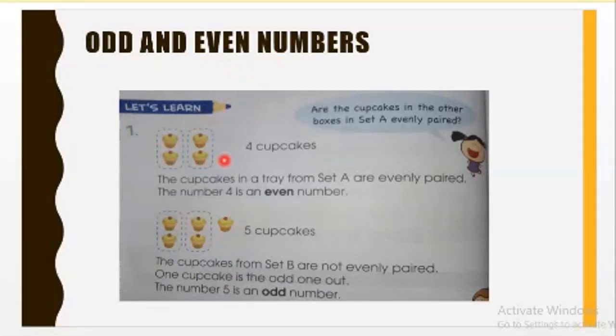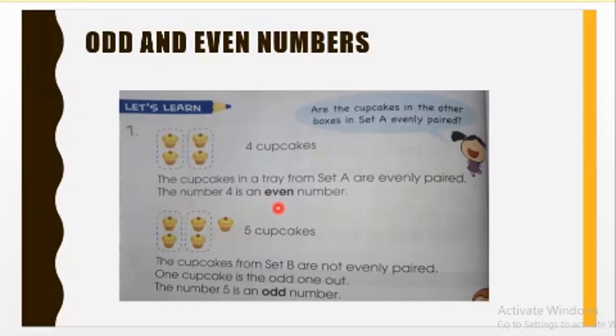Okay, I'm not talking about the cupcakes basically. Our main target is these blue lines, which I'm showing you with my pointer. I'm talking about the pairs. Can you see that each circle has a pair of cupcakes? A pair has two things in it. So you can see that in each circle, two cupcakes are circled, and there are a total of four cupcakes. So let's read the basic idea of this picture. The cupcakes in tray set A are evenly paired, and the number 4 is an even number.